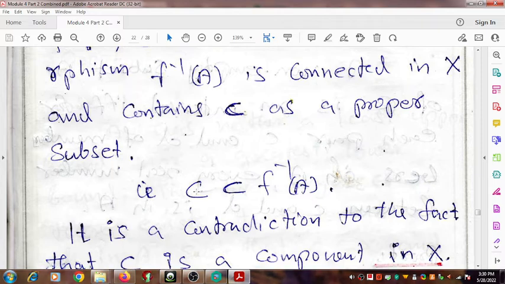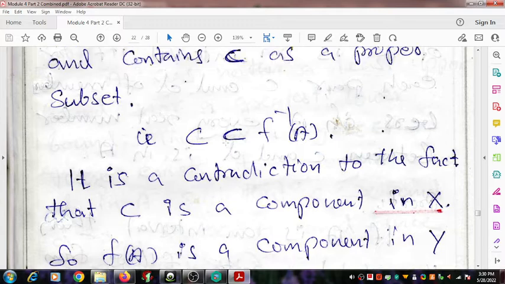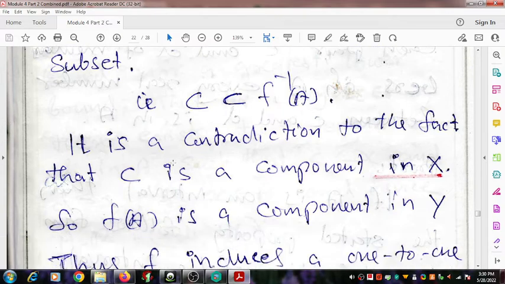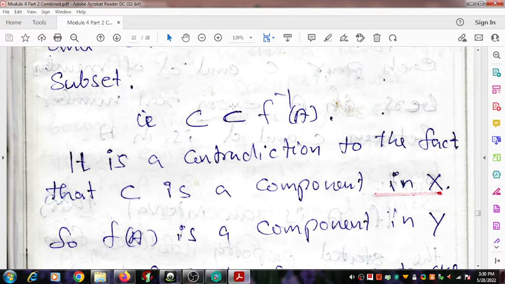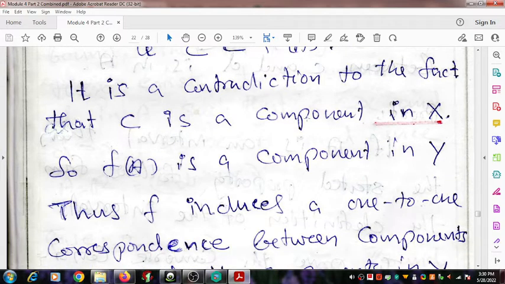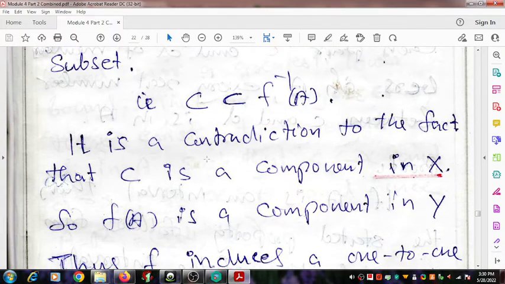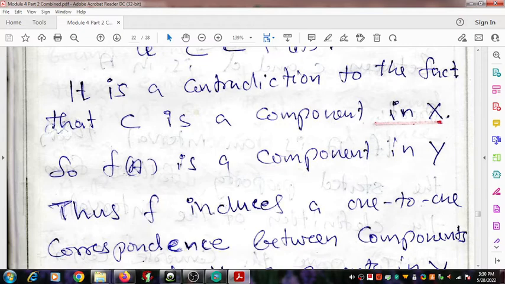So since C is a component and has the maximum size, C cannot be contained in any larger connected subset. Therefore we get easily that C is equal to F inverse of A. This is a contradiction to the fact that C is a component of X, so we must correct it: F of A is a component of Y.